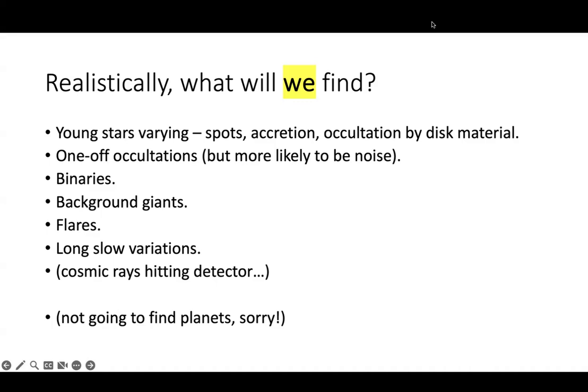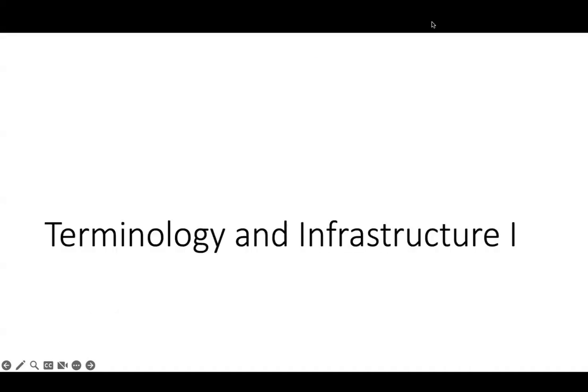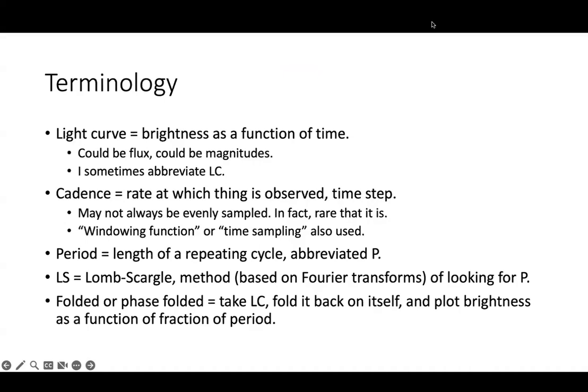In general, we're not going to be finding planets, just because in order to find planets, you need really, really precise photometry and precise data reduction routines, and the kinds of stuff that we're doing is usually not that precise photometry. All right, terminology and the kinds of infrastructure.